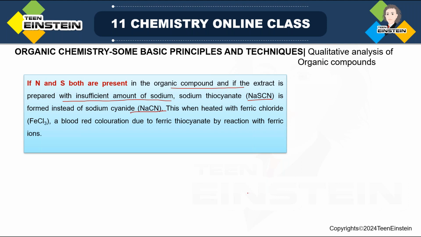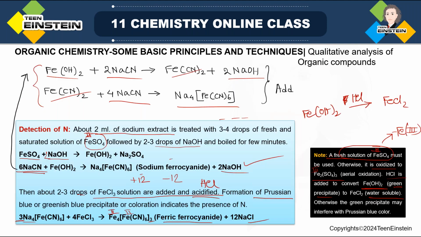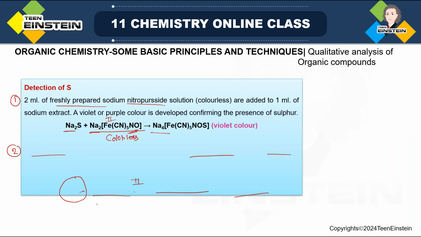When this NaSCN is heated with ferric chloride, there will be formation of blood red coloration. Remember, in the experiment for nitrogen, that is the first slide, in the last step we are adding FeCl3. But if sulfur is already present, and NaSCN is there because you used an insufficient amount of sodium, then when you are doing the test for nitrogen and adding FeCl3, you may observe blood red coloration.